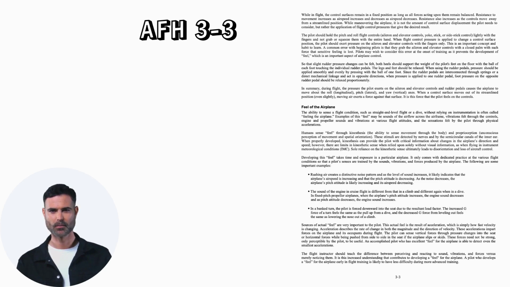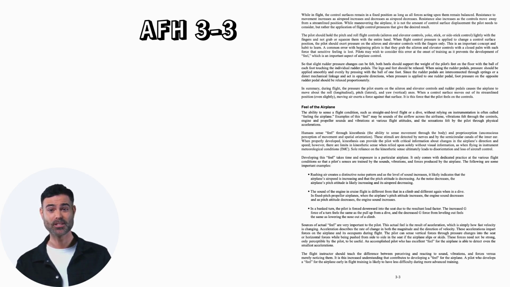The following are some important examples. Rushing air creates a distinctive noise pattern, and as the level of sound increases, it likely indicates that the airplane's airspeed is increasing and that the pitch attitude is decreasing. As the noise decreases, the airplane's pitch attitude is likely increasing and its airspeed decreasing.